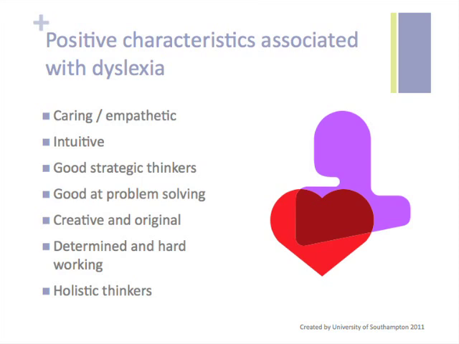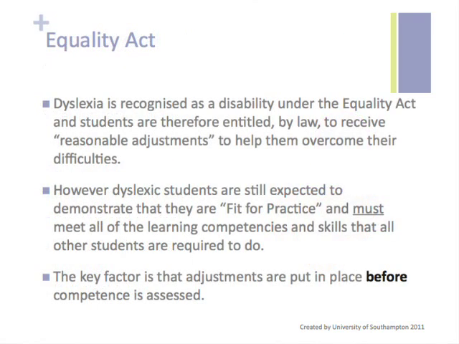They can be very good strategic and holistic thinkers, with an ability to see the big picture. They can be good at problem solving, are often creative and original, and many dyslexic people are extremely determined and hard-working. Although many dyslexic people do not consider themselves to be disabled, dyslexia is recognised as a disability under the Equality Act 2010, and students are therefore entitled by law to receive reasonable adjustments to help them overcome any dyslexia-related difficulties. However, it is obviously essential that dyslexic students still demonstrate that they are fit for practice.